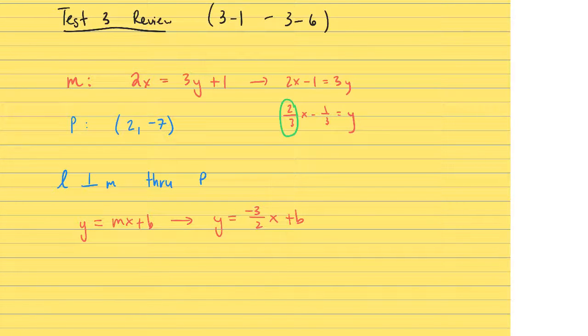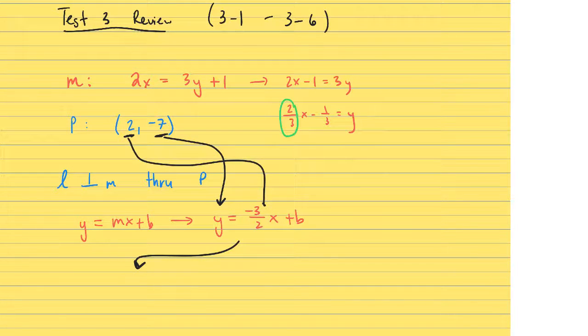So now, in this line, what I'm going to do is apply the point 2, -7. So -7 goes in for y. This is the y value that goes in right here. 2 goes in for x. So I've got -7 equals negative 3/2 times x, which is 2, plus b. And then I solve for b.